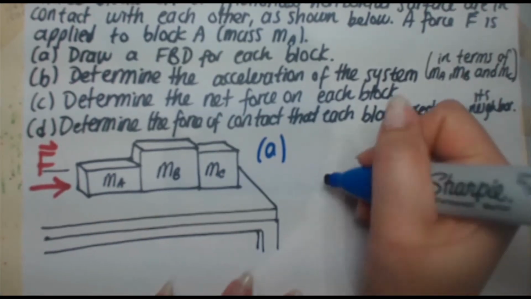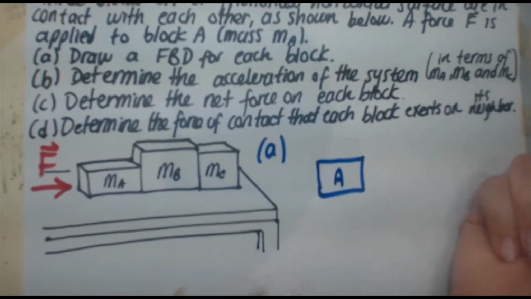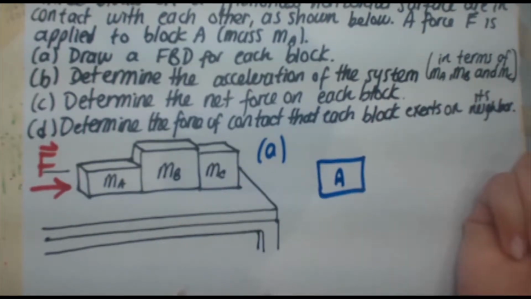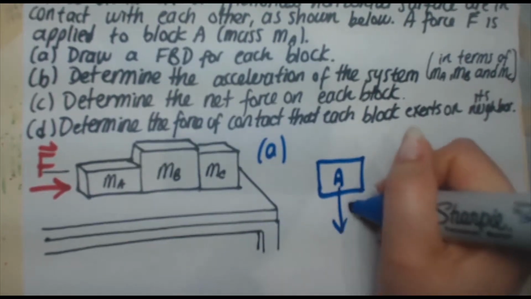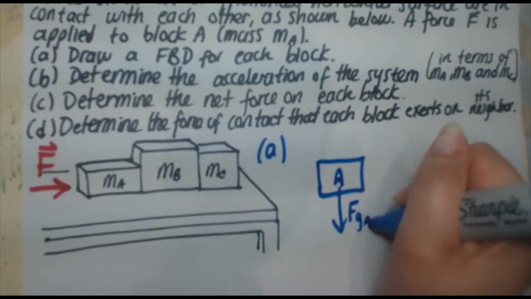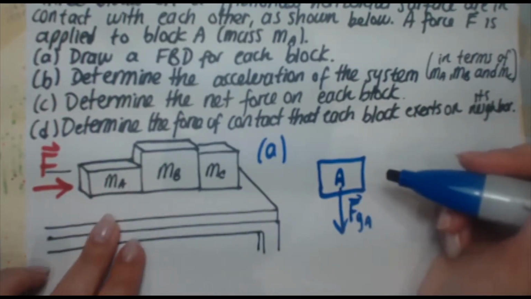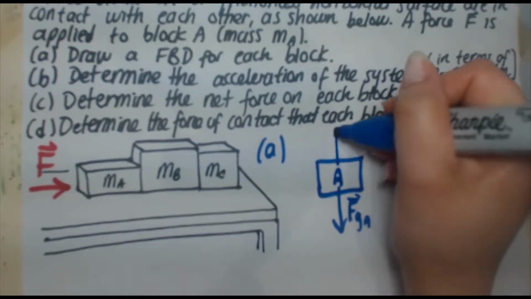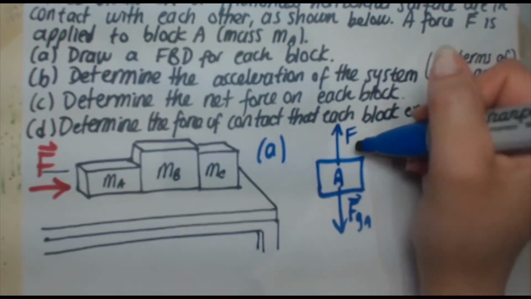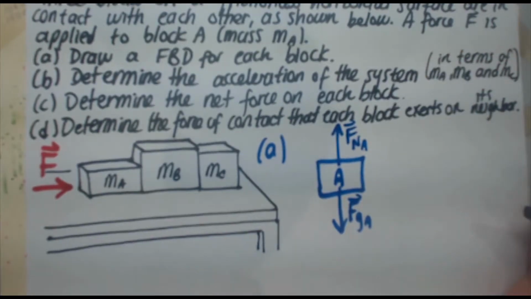So I'm going to start off with block A. I'm just going to draw a box and put an A inside. Simple as that. Because the block has mass, it's going to have a force of gravity. I'm going to label that FGA because it's the weight due to A. Now that weight acts on the table. The table pushes back up due to Newton's third law, and that push back up force is called the normal force, FNA. So we've got that force going up.